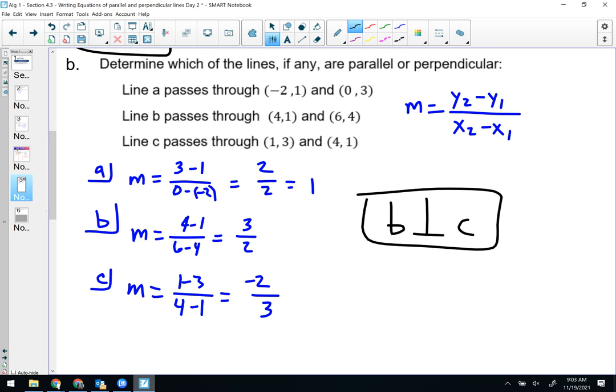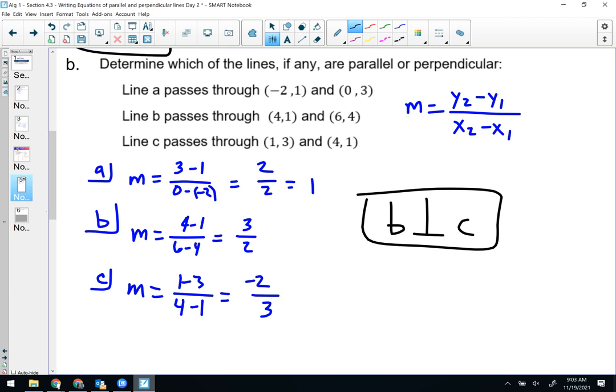How do I know that? Look at 3 and 2. Do you see how in line B it's 3 over 2? Do you see how in line C it's 2 over 3? And one's positive and one's negative. They are opposite reciprocals of one another. So I know that these lines are perpendicular. So that was seeing if lines are perpendicular or parallel.